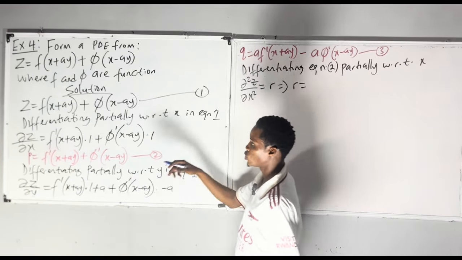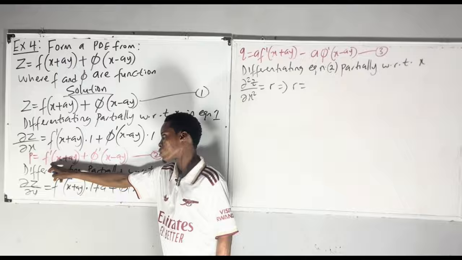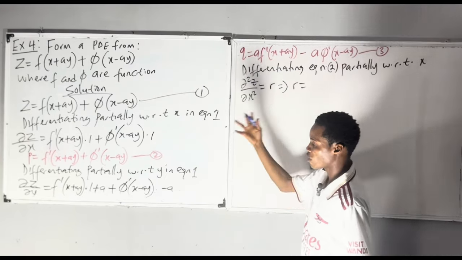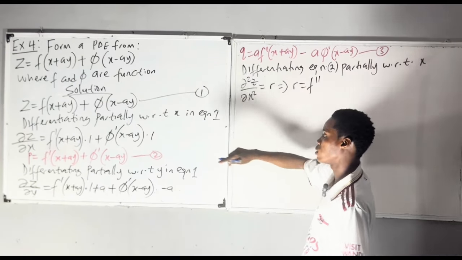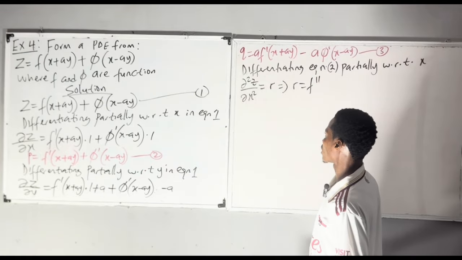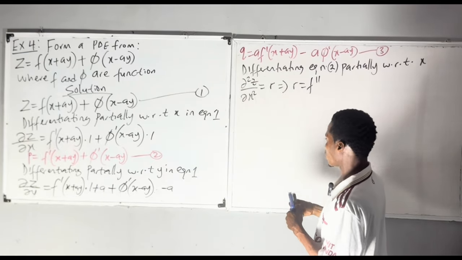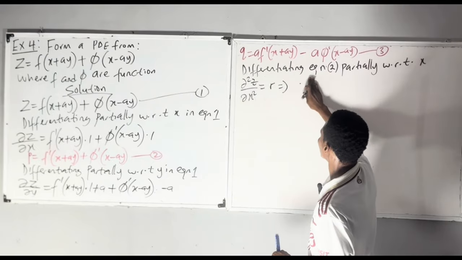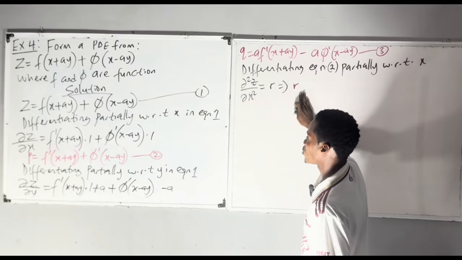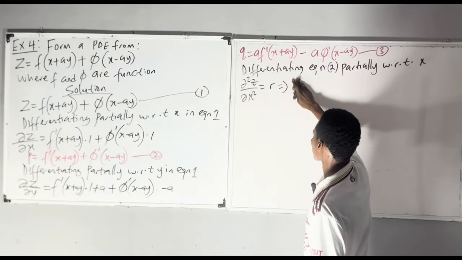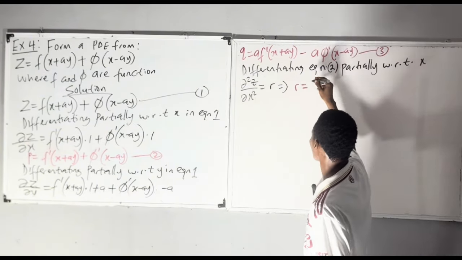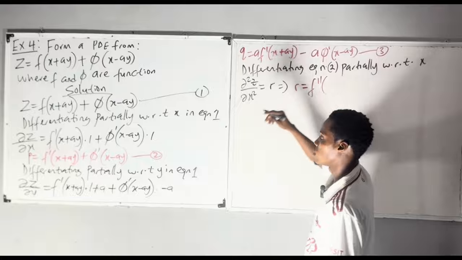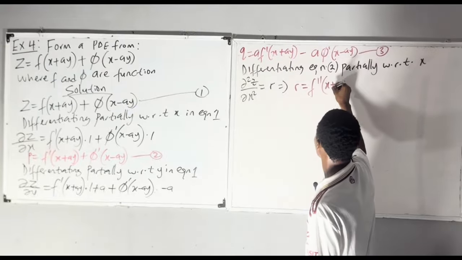So let us differentiate this with respect to x. I have f prime already. If I differentiate again, I'm going to have f prime prime (x + ay). So r is equal to f prime; if I differentiate again, I have f prime prime (x + ay).